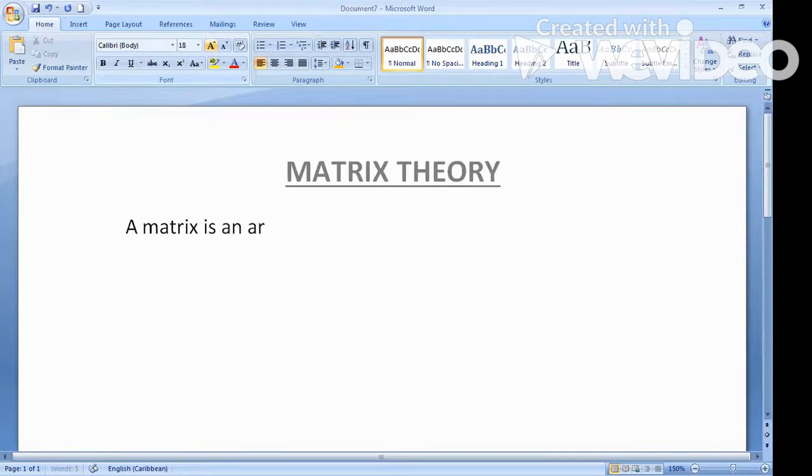A matrix is an array of rows and columns enclosed in brackets.